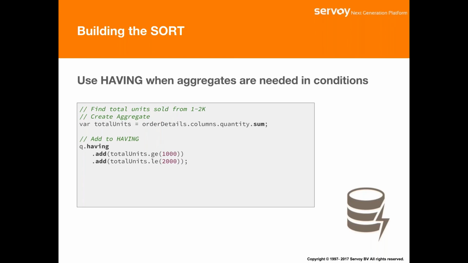Not that often we see this, but it really has its use case. If you want an aggregate in the where clause, that's not legal in SQL. You have to use the having clause. So if you've created an aggregate and you want to use it in a condition, that condition can't go in the where clause. It has to go in the having clause. It works just like the where clause. You just do q.having.add and then your condition. In this case, I want to find the total units sold between 1 and 2,000.